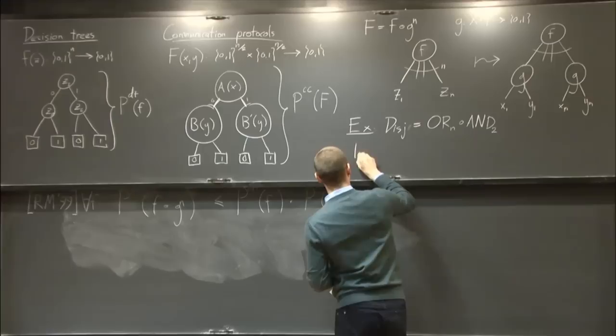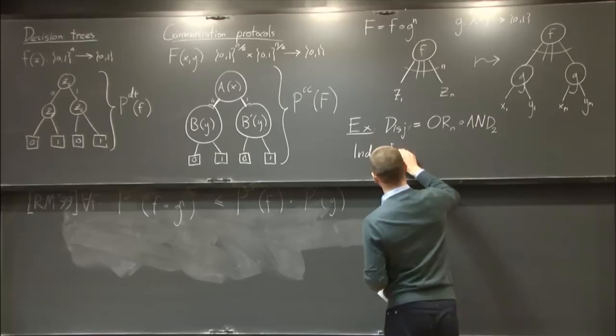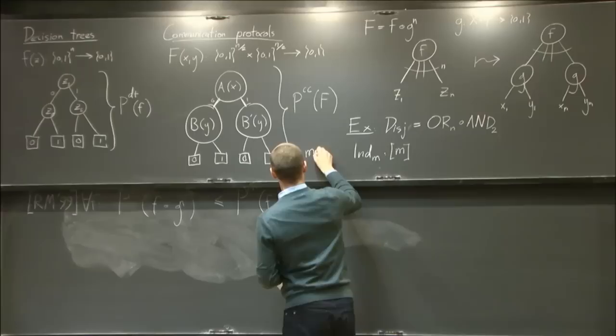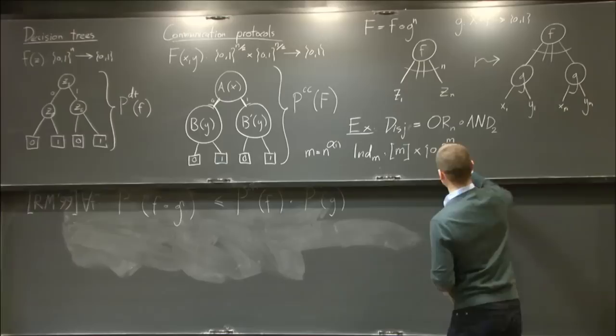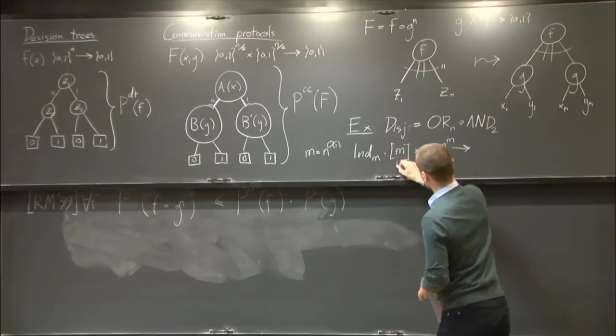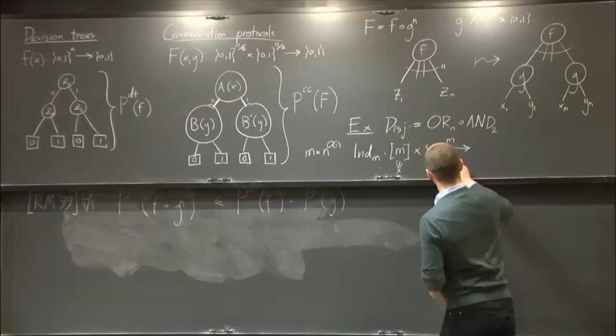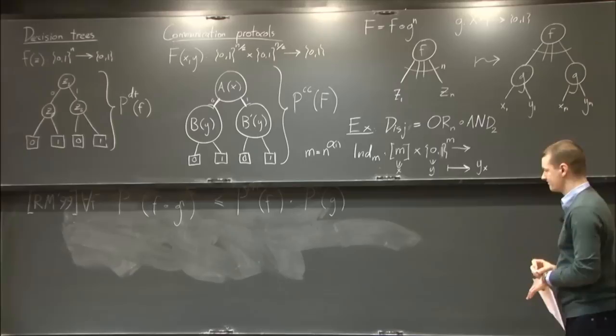So this is a function where Alice has some pointer. So you should think of m here as polynomial in n. Bob receives this m-bit string, and the function just evaluates to, well, this is Alice's pointer, this is Bob's string. These just map to the xth bit of y. Now, Alice's pointer points to Bob's string.